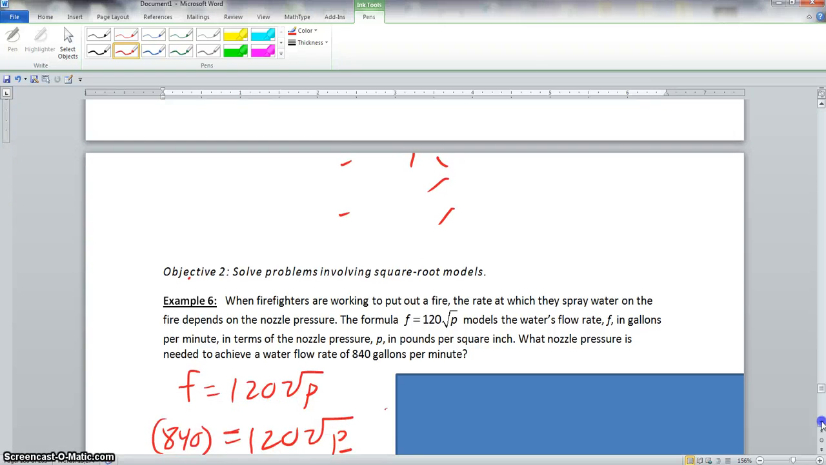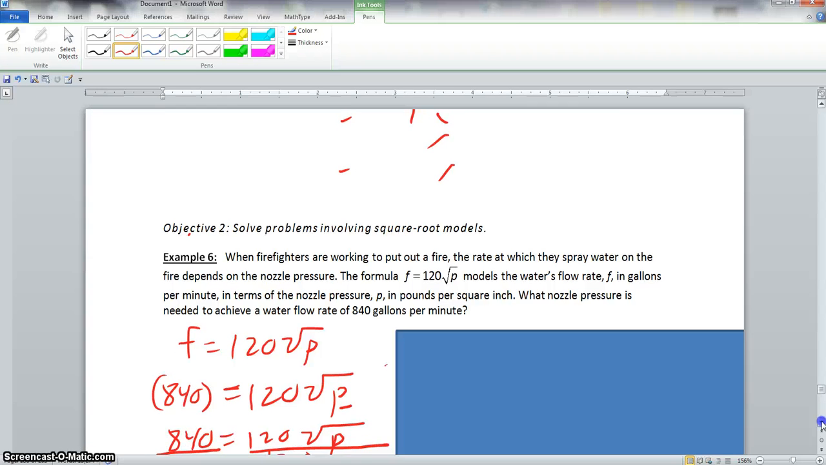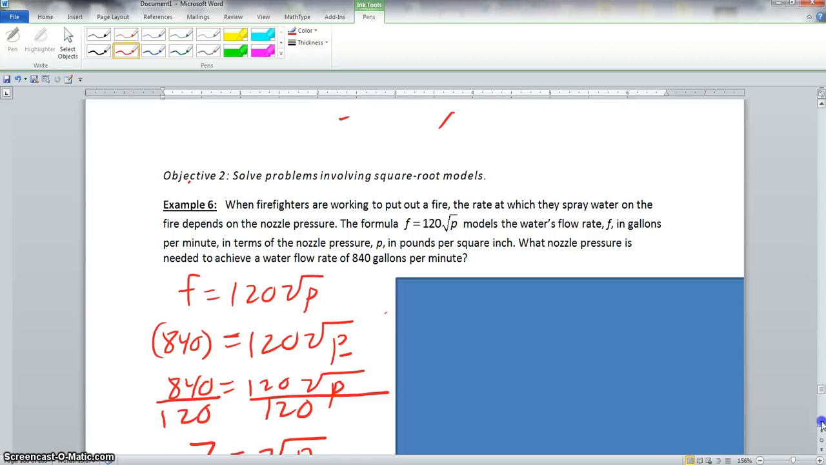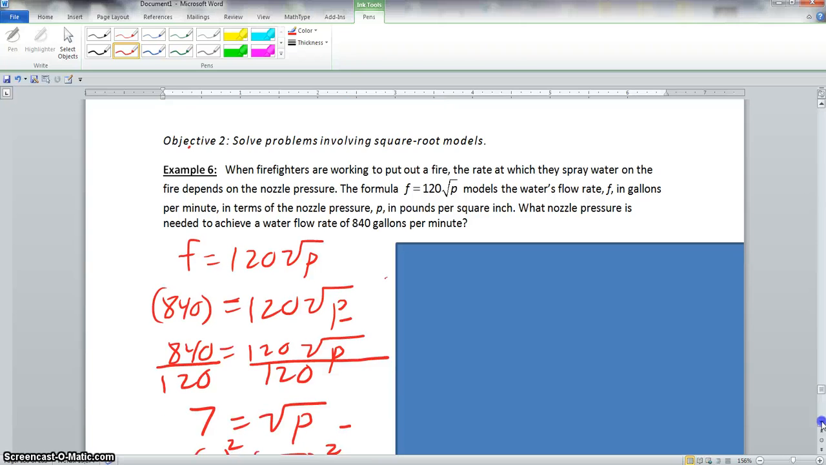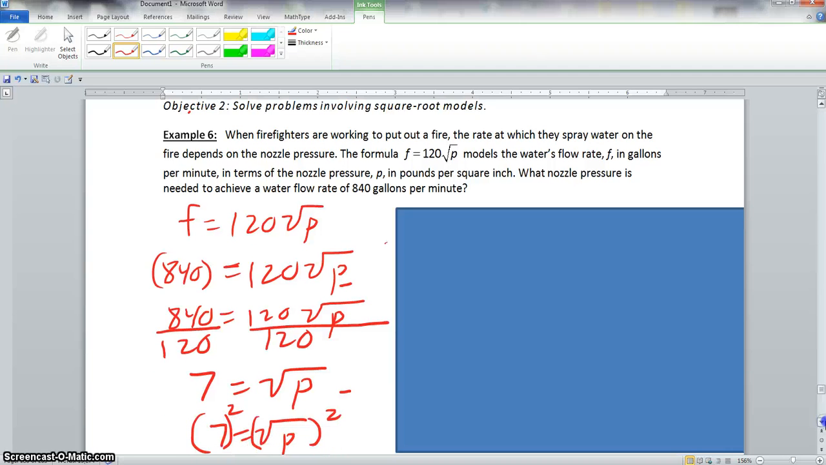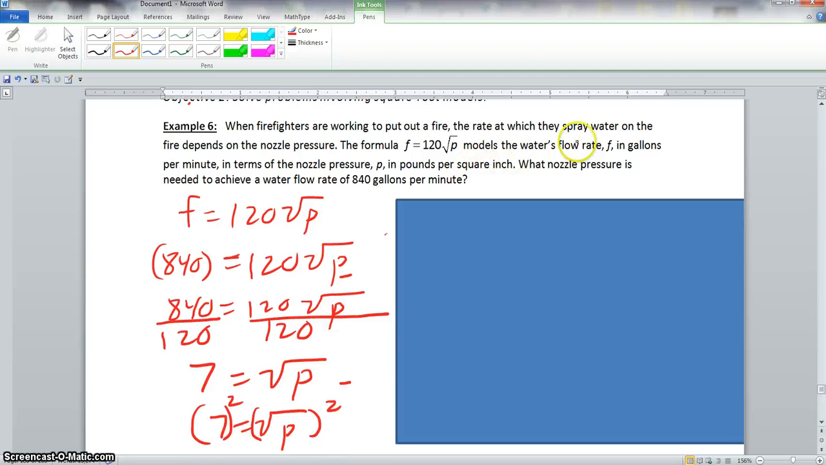It says when firefighters are working to put out a fire, the rate at which they spray water on the fire depends on the nozzle pressure. The formula F equals 120 times the square root of P models the water's flow rate, F, in gallons per minute, in terms of the nozzle pressure, P, in pounds per square inch. What nozzle pressure is needed to achieve a water flow rate of 840 gallons per minute?